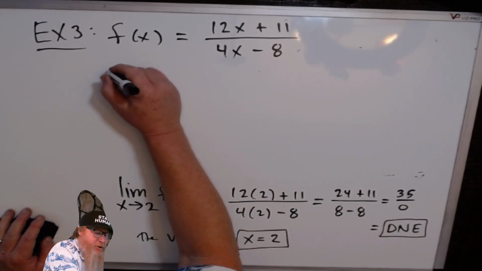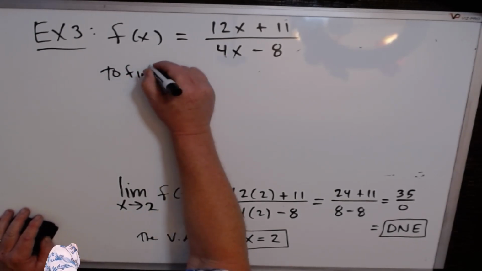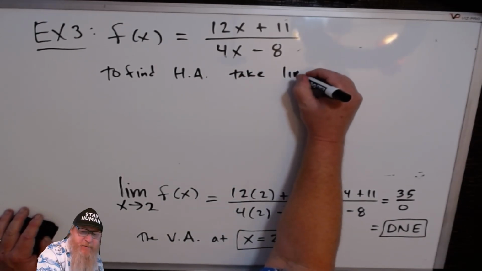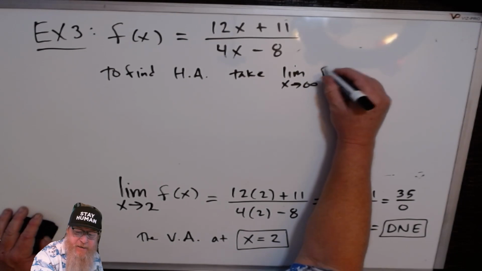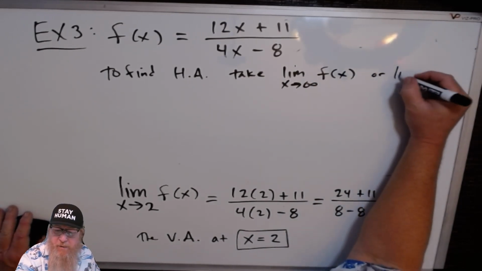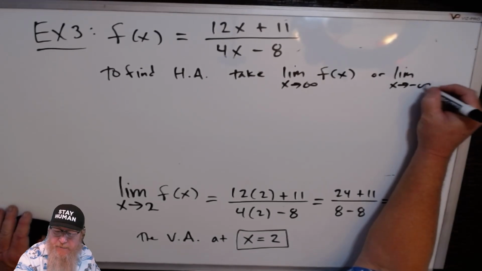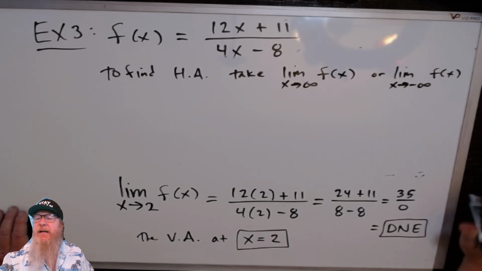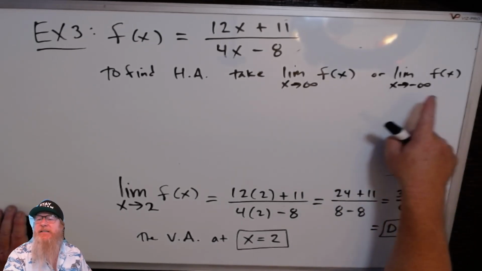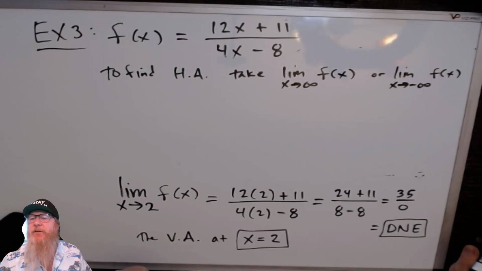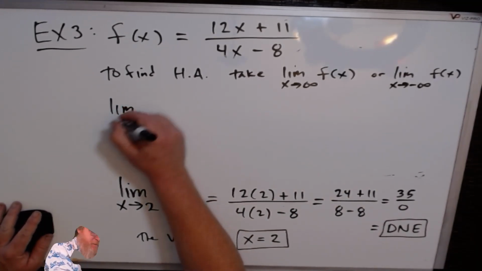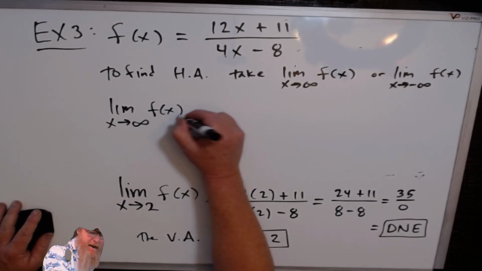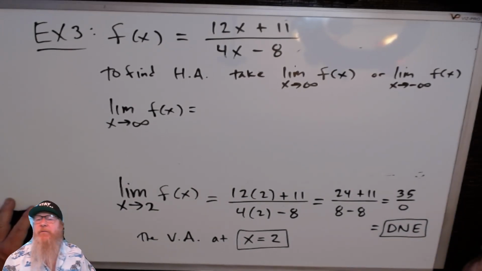So to find the HA, horizontal asymptote, take the limit as x approaches infinity, or the limit as x approaches negative infinity. It's your choice. If either one of these things exist, they're going to be equal to each other, so you don't have to do them both. One is good enough. I might ask for both, but one of them is good enough.